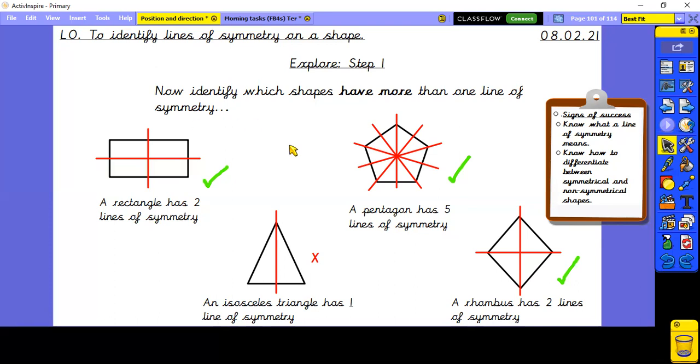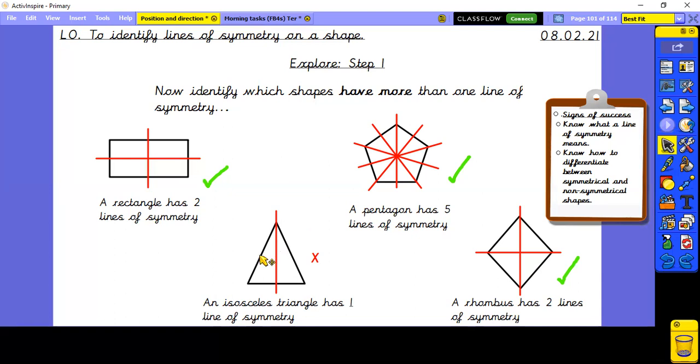A pentagon has 5 lines of symmetry. And if we think about our 5 vertices of the shape, our 5 corners, each of our lines of symmetry is going through that vertex. So as you can see, each vertex has a line of symmetry through it. Okay, and our rhombus, a bit similar to our rectangle, our lines of symmetry are going vertically and horizontally, and if we folded our shape on those lines, the folds would be identical.